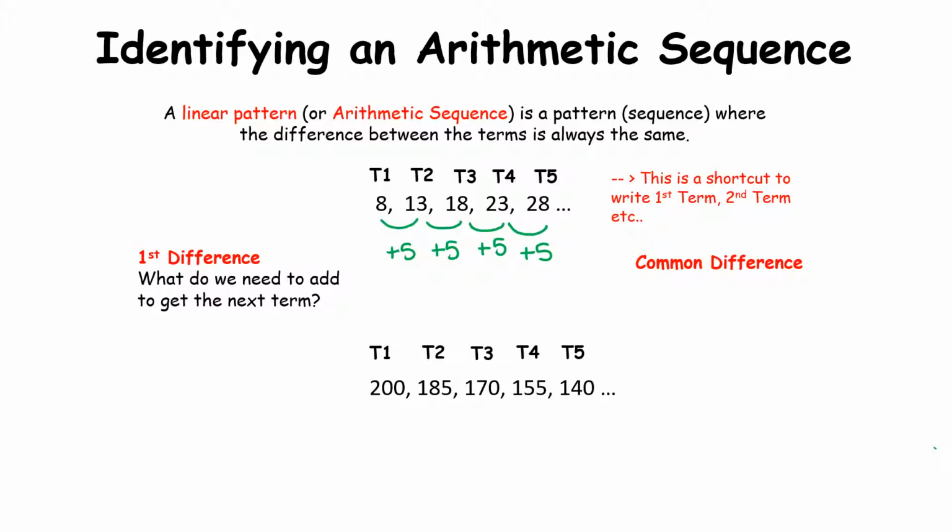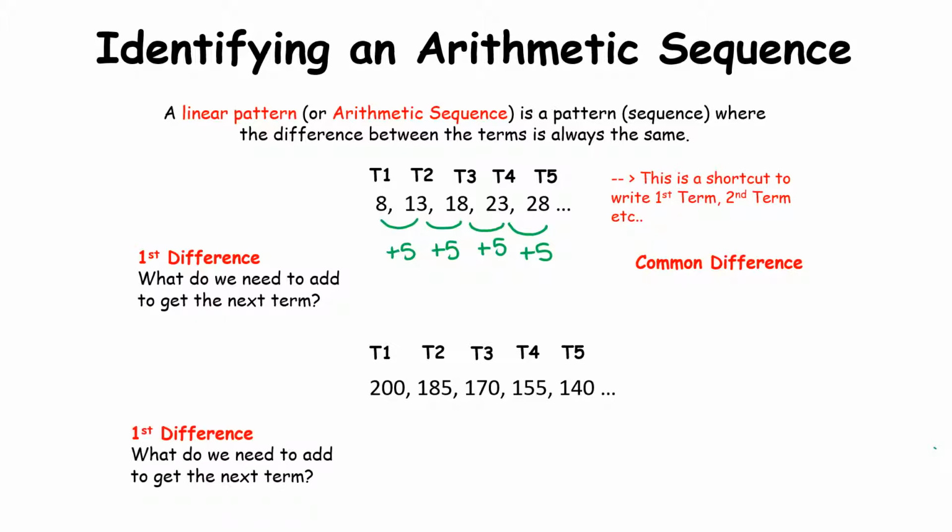Let's take a second sequence. T1 is 200, T2 is 185, T3 is 170, T4 is 155, and T5 is 140. You might notice at this point that this sequence is getting smaller or is decreasing. Let's talk about the first difference.